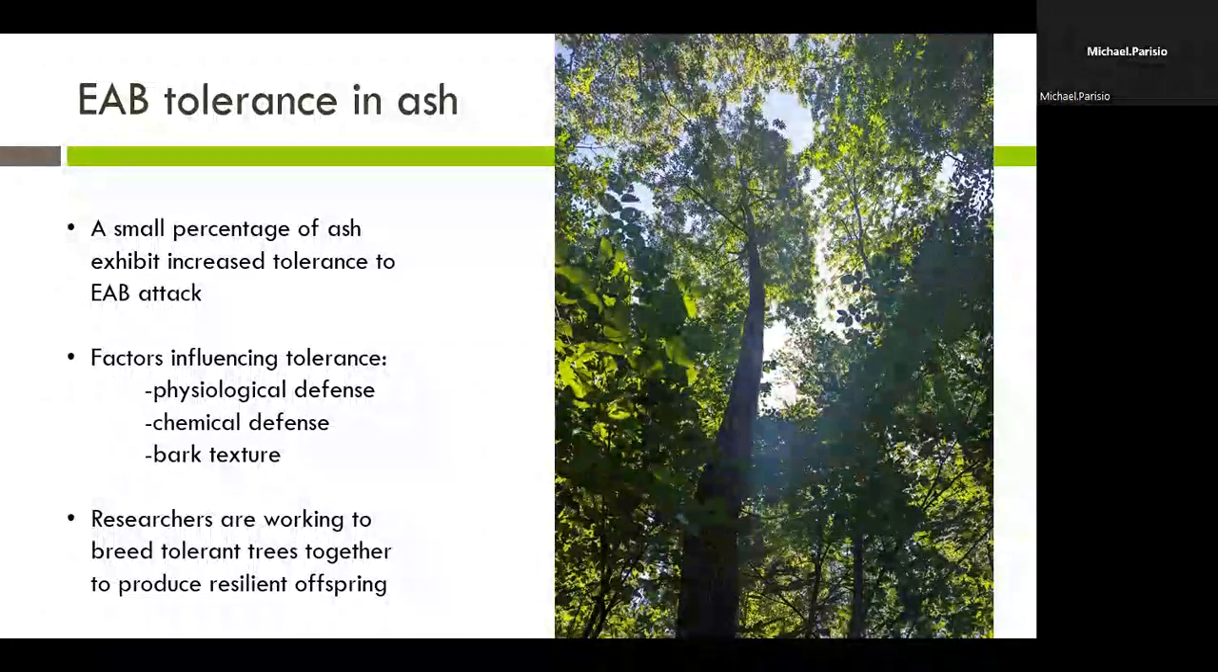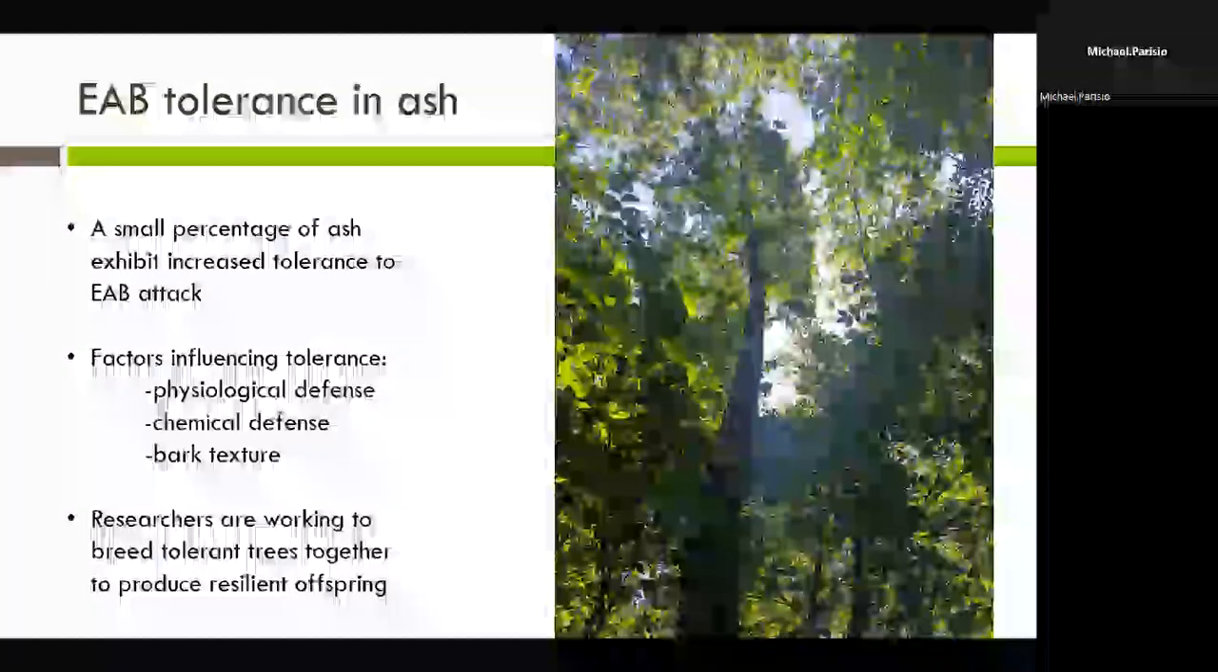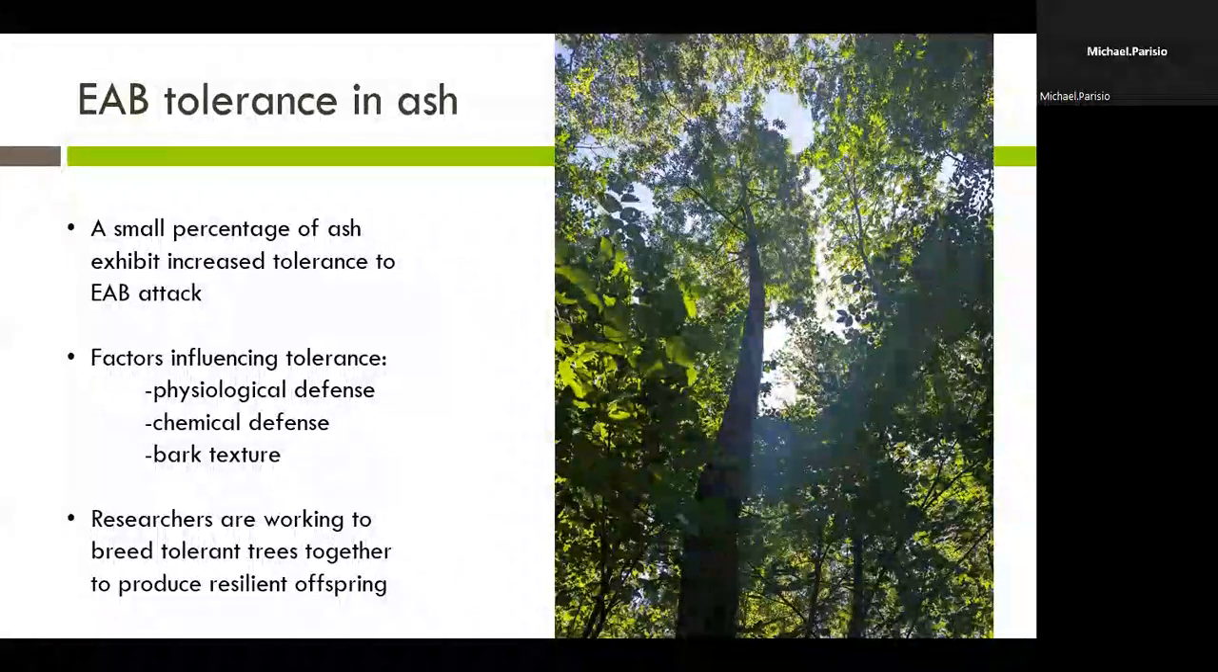Some things that people have been looking at are physiological defenses. When the larvae are trying to feed on the wood, the trees have an ability to grow over them, a really stimulated growth response where they can grow over and entomb that larva in wood, killing them. There are also chemical defenses that the trees could potentially have, so just higher levels of herbivore-induced chemical defenses that help defend them, but also bark texture.